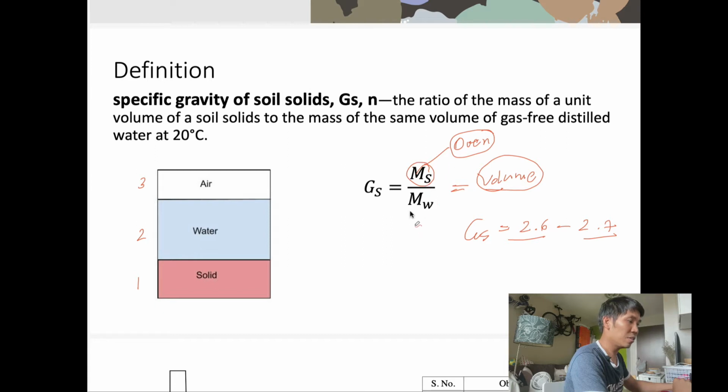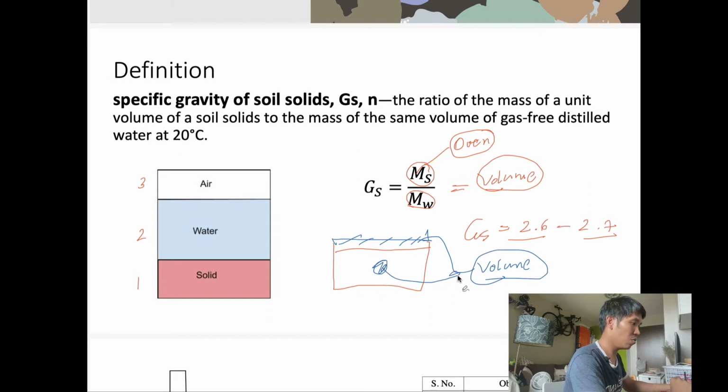The second one is the volume of the water at the same volume, or we can say the volume of the soil. How can we obtain the volume of the soil? If you studied in high school, you learned about the scientist named Archimedes. If you put an object into the water, the water will rise up. If you can calculate that, you can know the volume of the object that you put into the container.